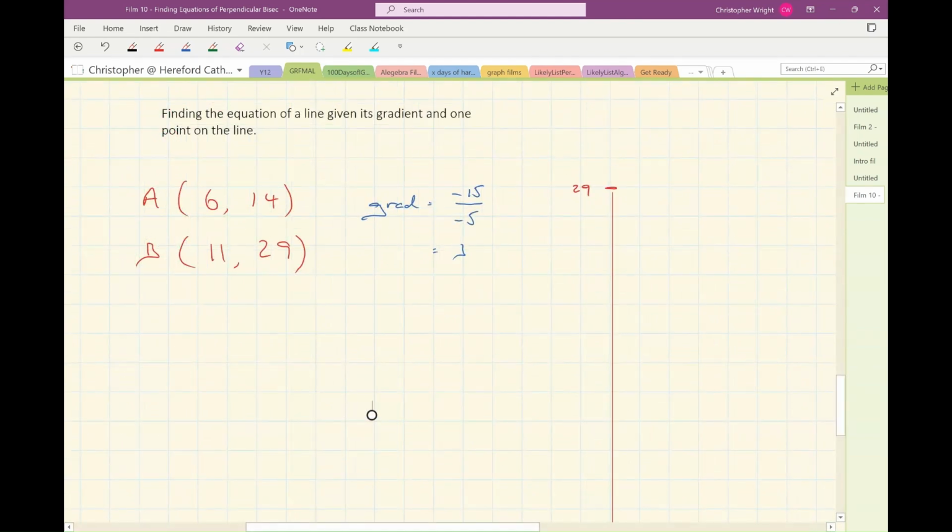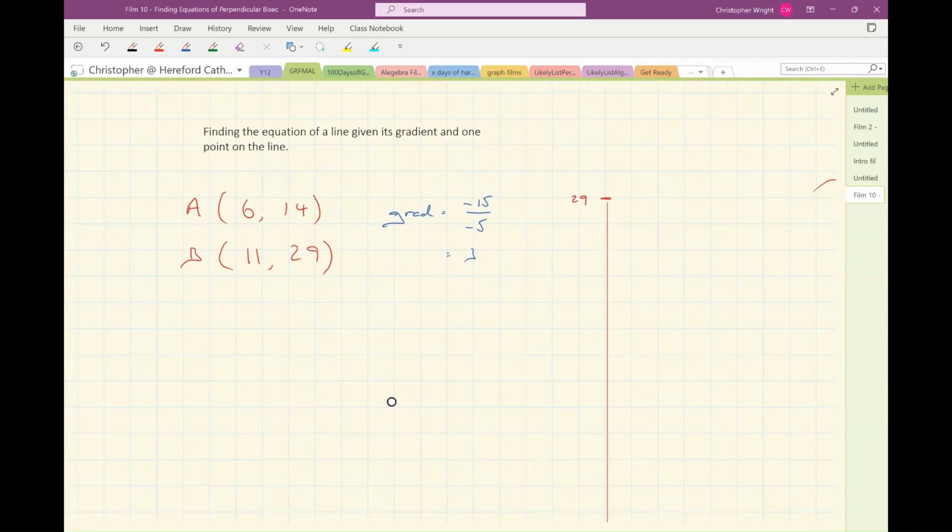Okay, so now we're going to look at finding the equation of a line if you know its gradient and you know 1 point on the line. Now let's just consider these 2 points which we've looked at before, the point A and the point B.